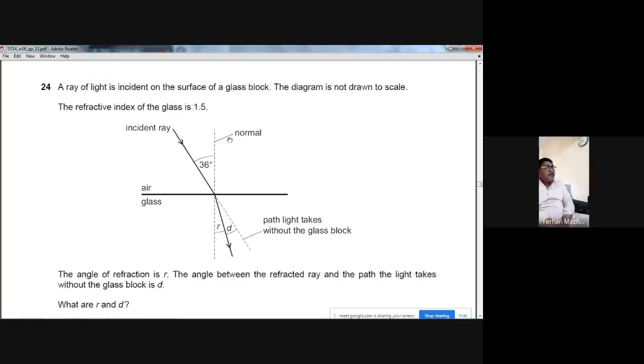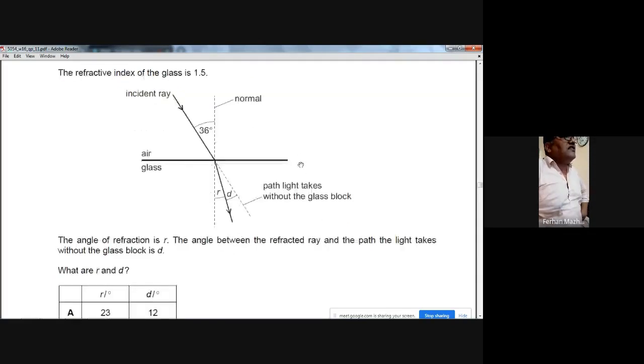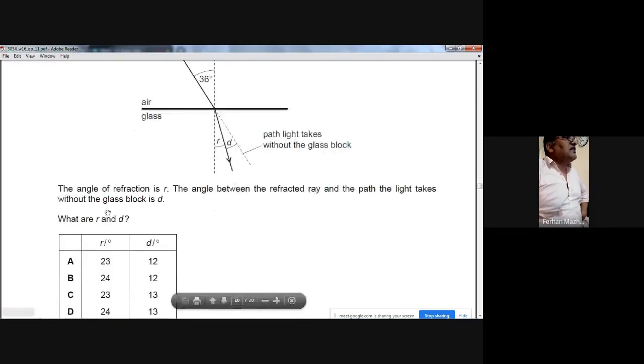Then the question is, a ray of light is incident on the surface of a glass block. The diagram is not drawn to scale. The refractive index of the glass is 1.5. And he says the angle of refraction is R. The angle between the refracted ray and the path the light takes without the glass block is D. What are R and D?